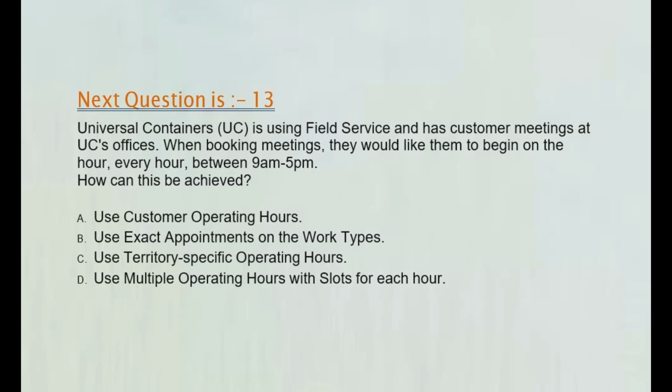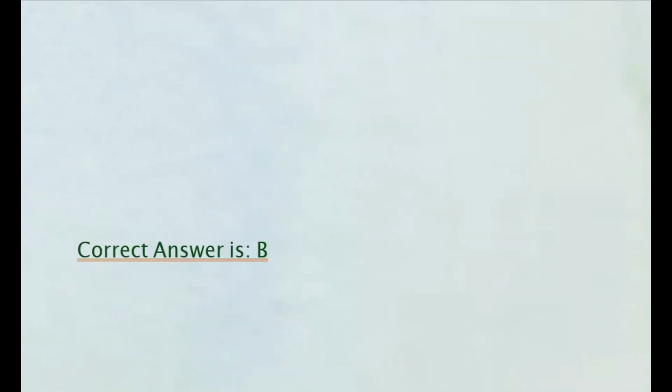Option A. Use customer operating hours. Option B. Use exact appointments on the work types. Option C. Use territory-specific operating hours. Option D. Use multiple operating hours with slots for each hour. Correct answer is option B.